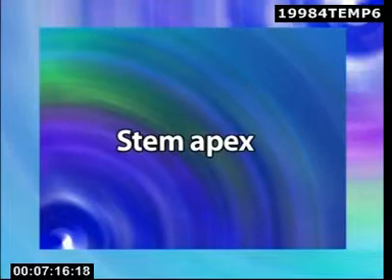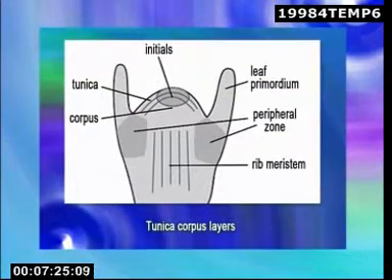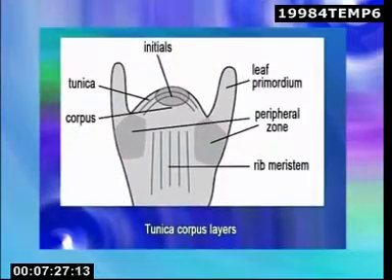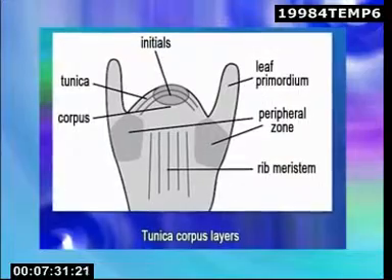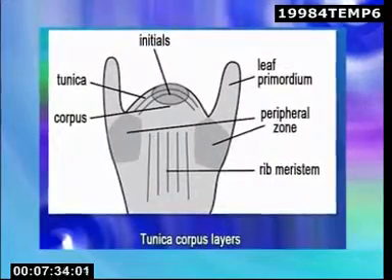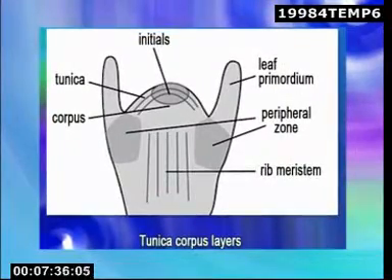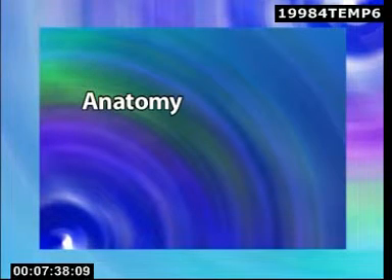Now stem apex. The stem apex of Ephedra has been extensively studied by Gifford and Seelinger. It shows a clear distinction between tunica and corpus layers. However, in certain cases, the cells at the crest of the tunica divide periclinally and the difference between these layers becomes more prominent. Now anatomy of Ephedra.